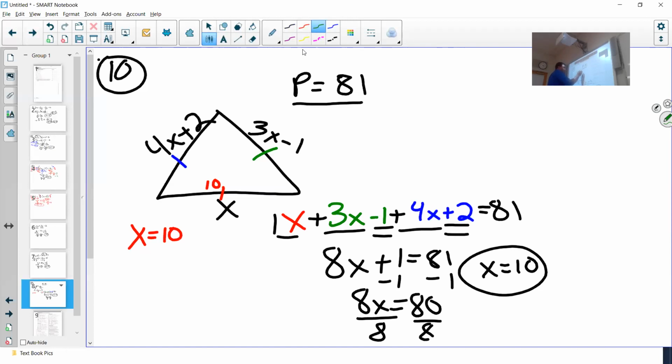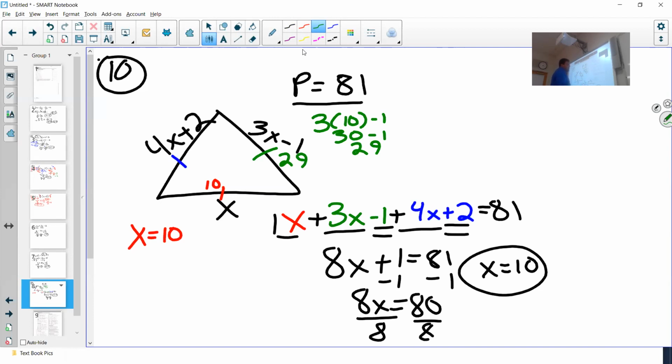In green, we're going to plug it into the expression for x. 3 times 10 minus 1. 3 times 10 is 30, minus 1. This is 29. So this side over here is 29, not drawn to scale.